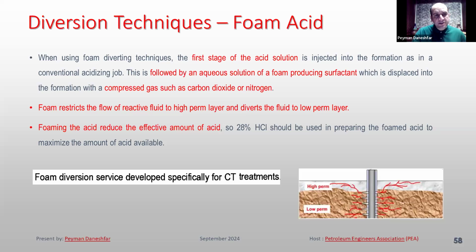Foam diversion, absolutely. Again, we should do it with the coiled tubing, because we go with the coiled tubing at the top of the perforation or at the top of the zone that we want to acidize. And after that, we inject the acid, again foam acid, and again step by step.